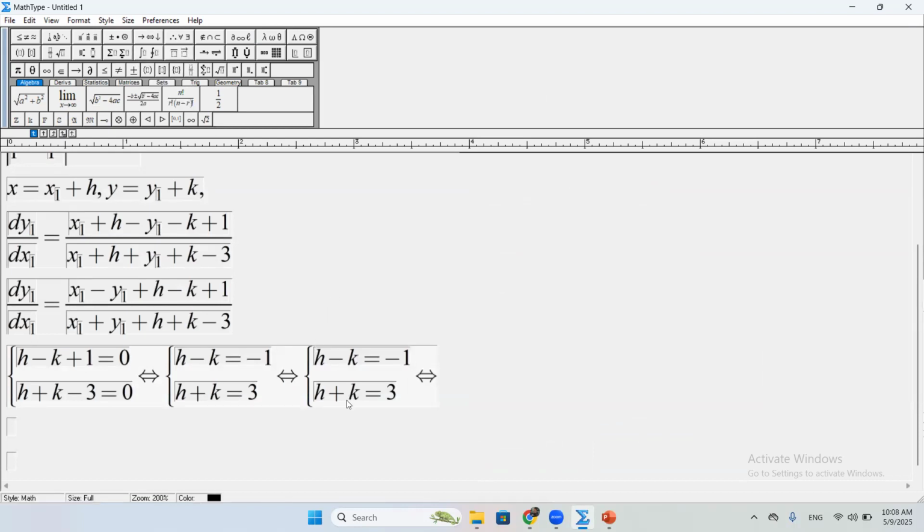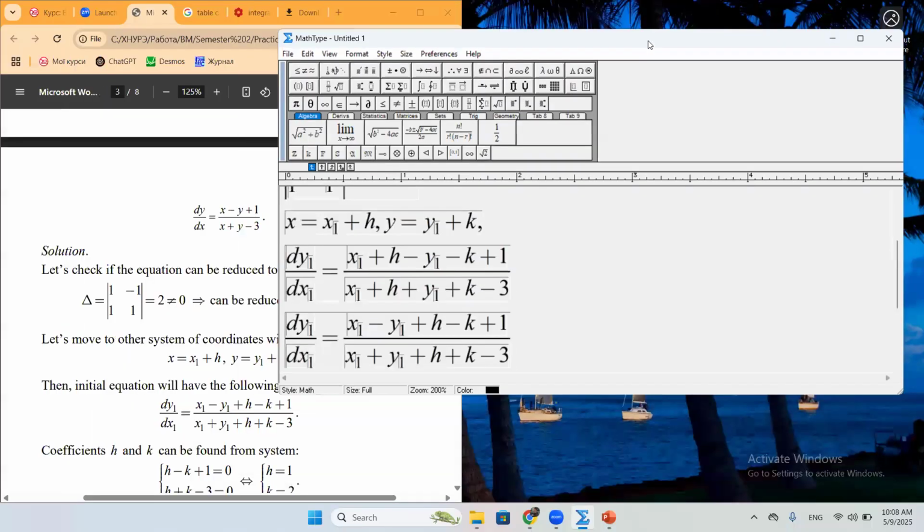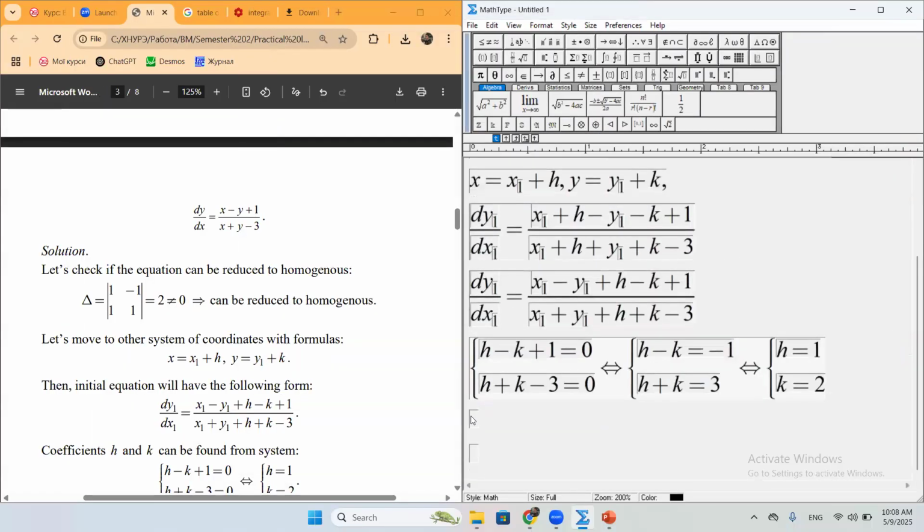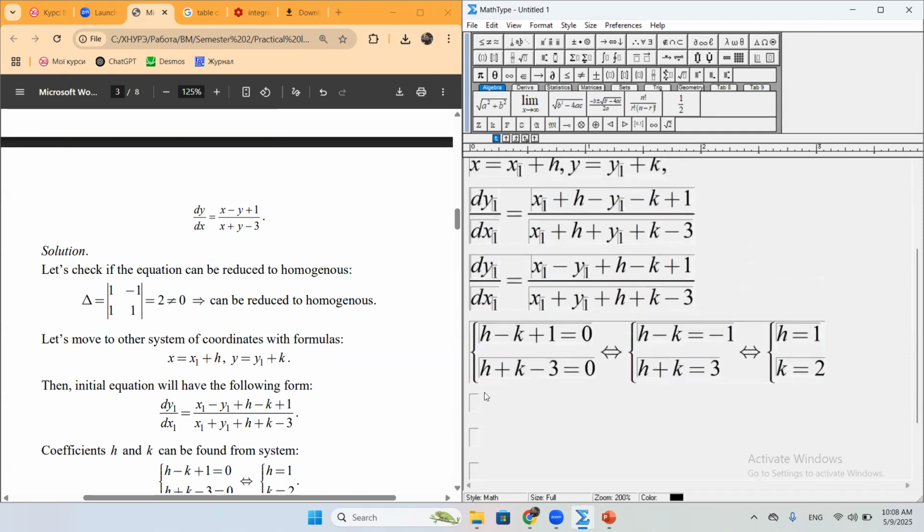So what do we have here actually? If we add both equations to each other, we will receive 2h equals 2. So h equals 1. Then k equals 2. And if we substitute them, yeah, it will be true.